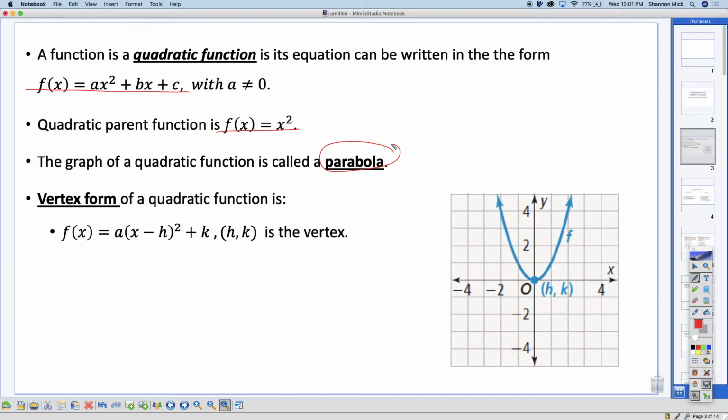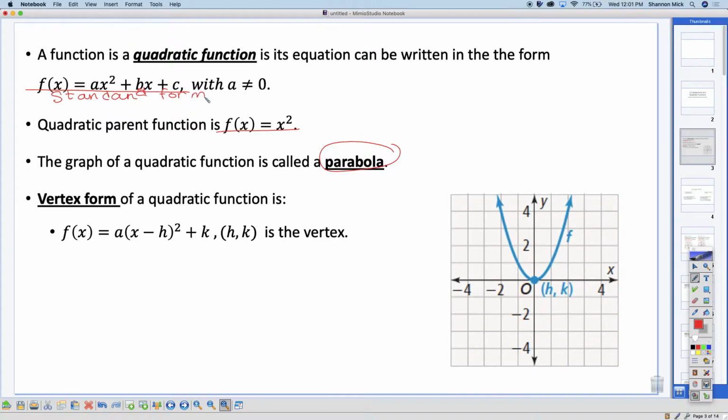The form that I initially told you, this is usually called standard form. It's going to blink. My pen doesn't like to work right.